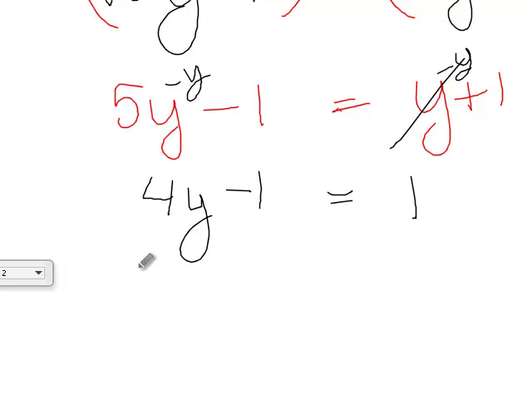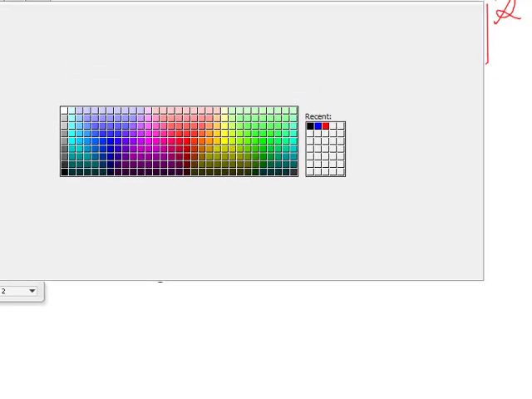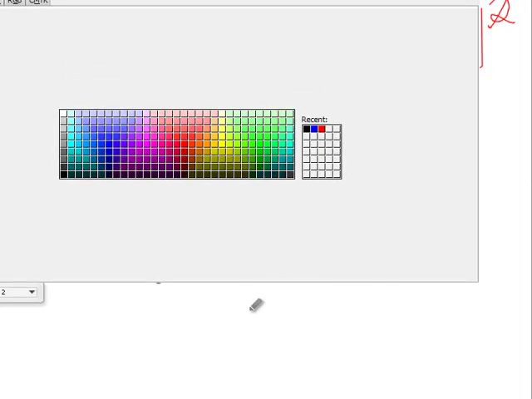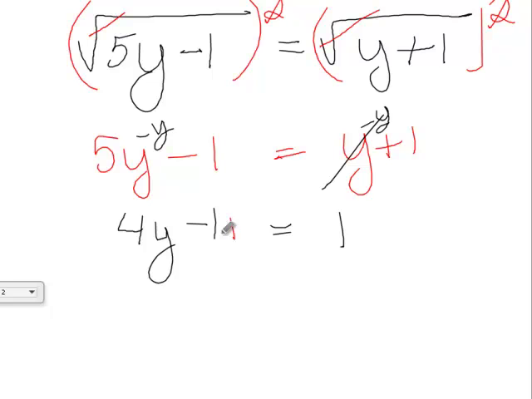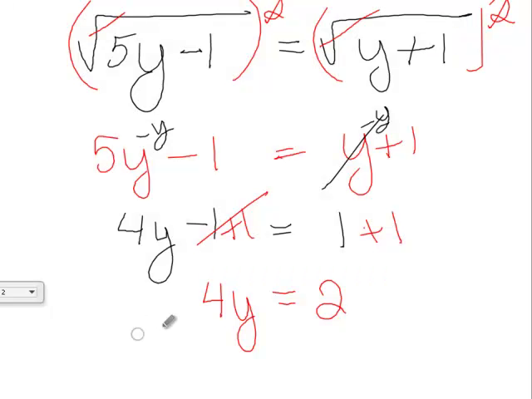And now we need to move the minus 1 here, and the opposite of subtracting 1 is adding 1. So we're going to add 1 to both sides. Those cancel, and we get 4y equals 2. And then finally divide both sides by our 4 and reduce our answer, so y ends up being 1/2.